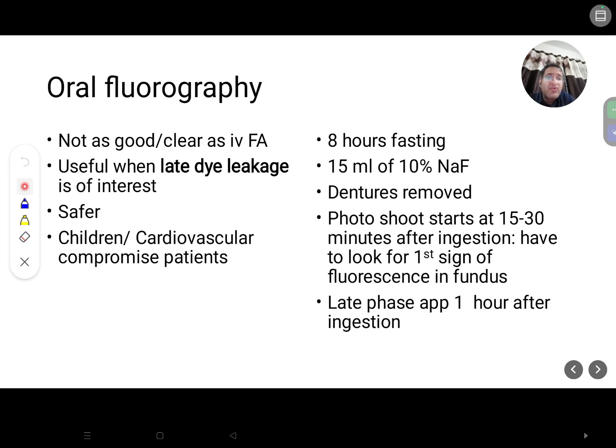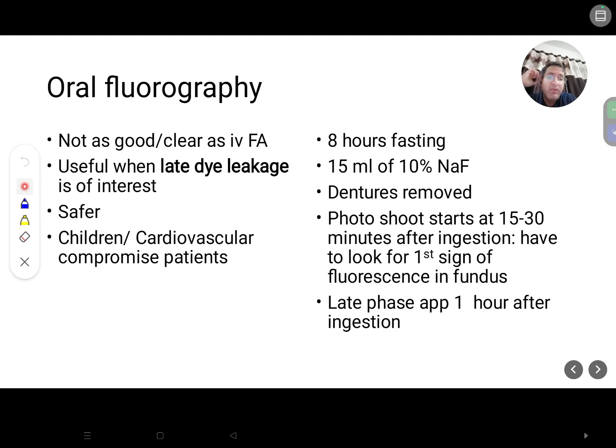A note about oral fluorography. It is not as good as intravenous fluorescein angiography. It is useful when the late leakage, only the late phase of the fluorescein angiography, is of interest. It is safer, no doubt, and it is safer in children or cardiovascular compromised patients. In this, we require 8-hour fasting. The dose is 15 ml of 10% sodium fluoride, which is taken through the oral route.